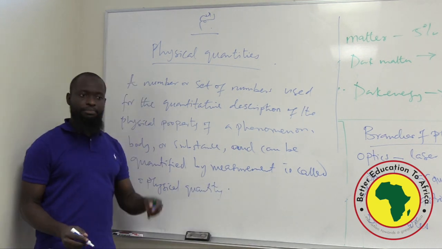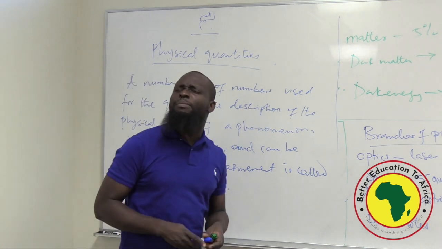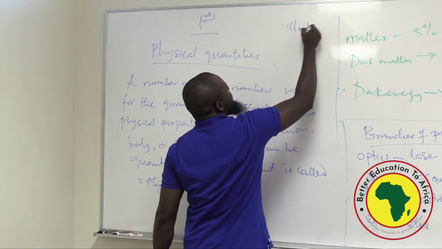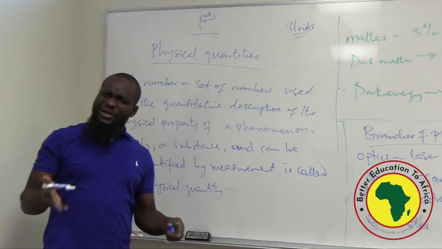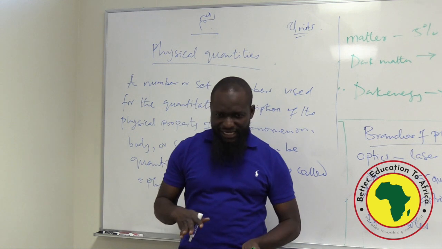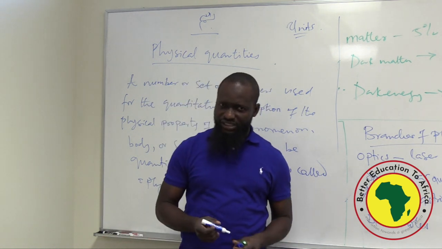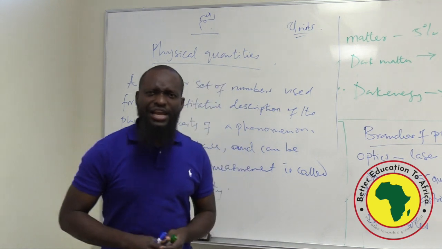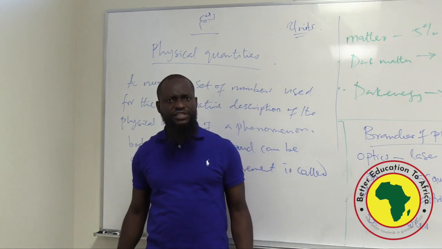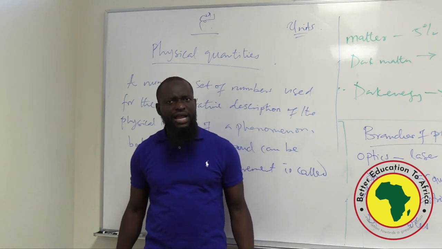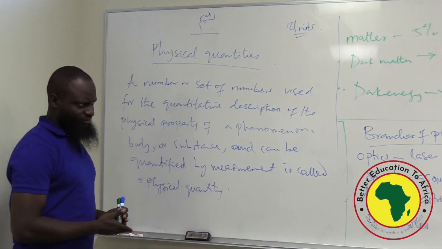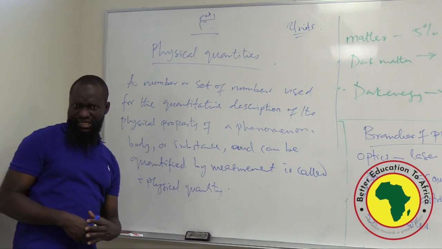A number or set of numbers. These numbers do not come alone. They come with what we call units. So the units are those special attributes of the physical quantities that define uniquely a physical quantity from a different quantity. For example, I look at you and say, you are 10. Am I 10 foot tall? Am I 10 years old? Did I walk 10 meters? So you have to add the unit to the physical quantity to define that quantity uniquely.